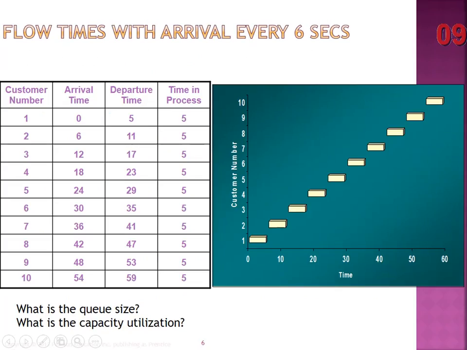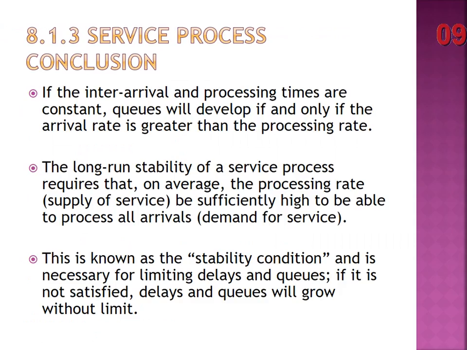So then they show us the example, in the perfect world. We have customers arriving and we're able to process them, so we have nobody waiting. We get a customer in, we process, we get a customer in, we process, we get a customer in, and we process, okay? Visually that looks good, but what's the reality? If the inter-arrival and processing times are constant, queues will develop if and only if the arrival rate is greater than the processing rate. So if we have no variability in those measures, we should never have anybody waiting. But the reality of it is we do have that.